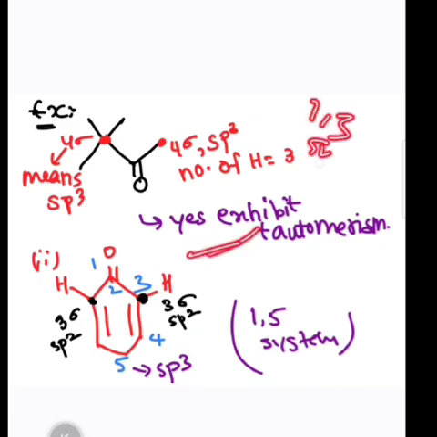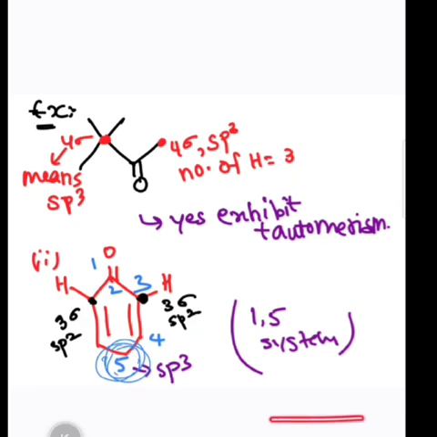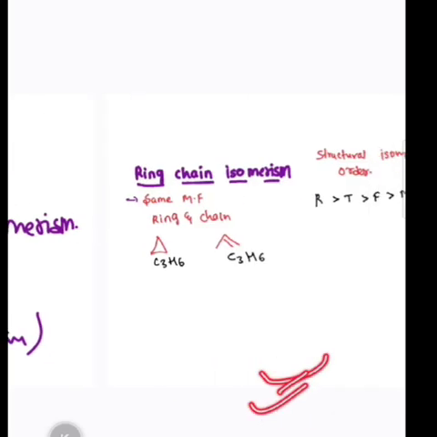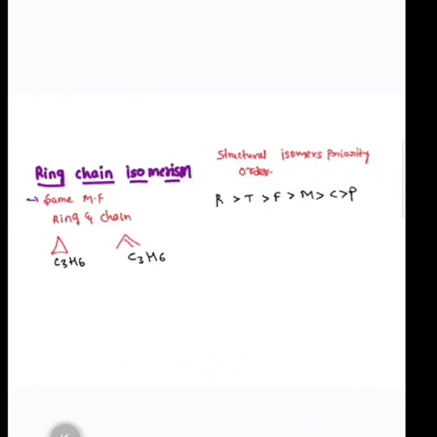According to the 1,5 system, see here, looking at this, we have 3 sigma bonds and it is sp2. Here also we have 3 sigma bonds, that is sp2. So according to the 1,3 system, we cannot say it is tautomerism. But according to the 1,5 system, you see, at the first position we have sp3 hybridization, and 1 alpha hydrogen is present. At the fifth position also it is sp3 hybridization. So it is said to be the 1,5 system. According to the 1,5 system, we say it has tautomerism, but according to the 1,3 system, it is not possible.